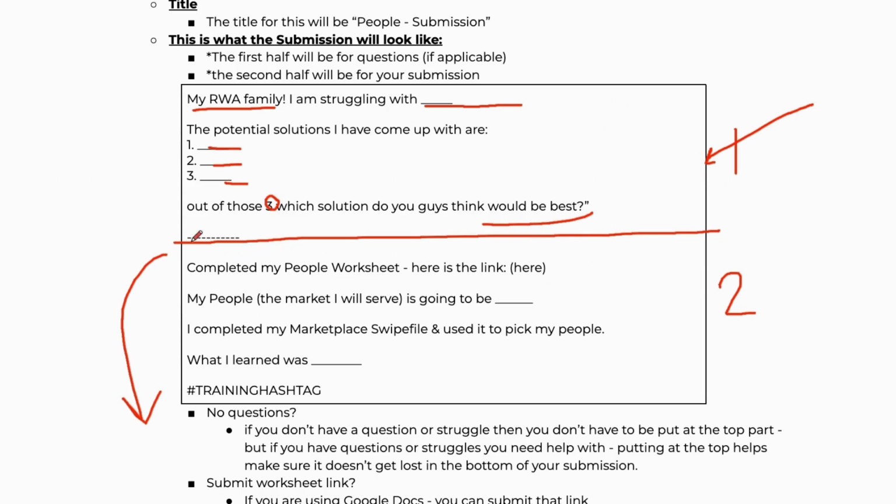That is going to be the first part. For the second part, you can put some dashes over here if you'd like, just like we have over there. The second part is where you say, hey, here is the link to my completed worksheet.